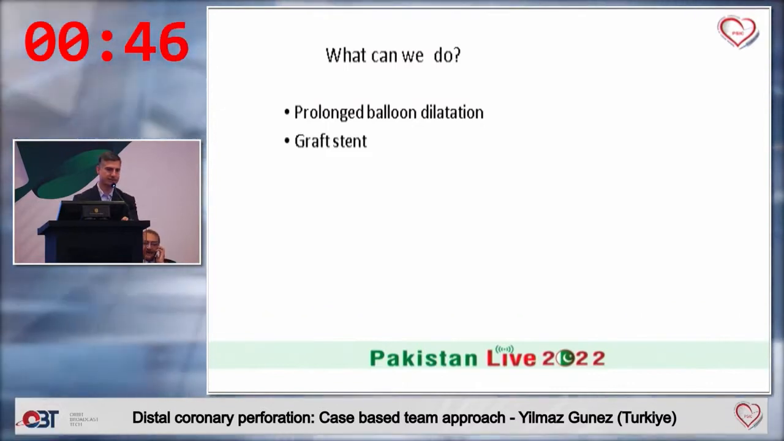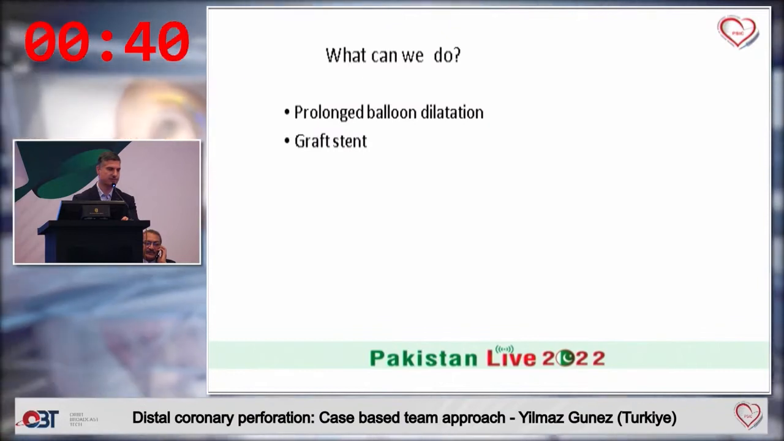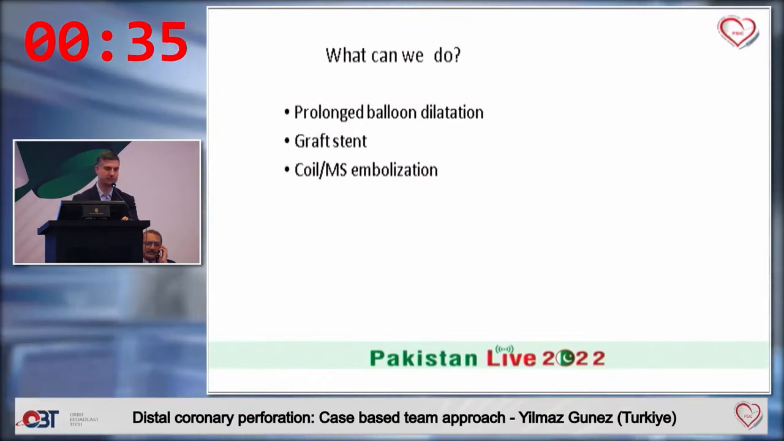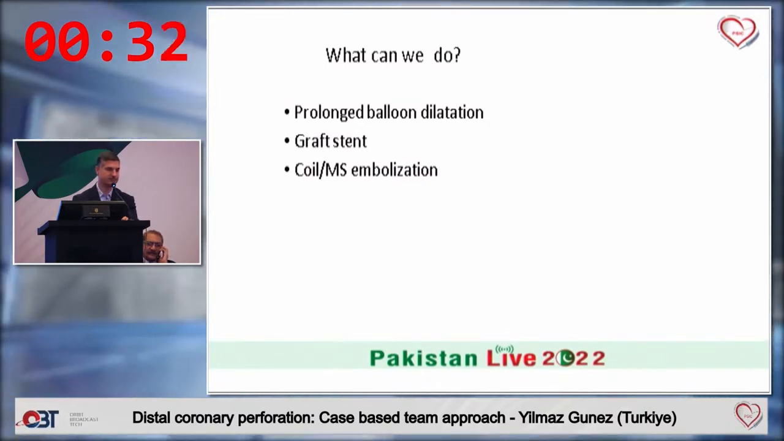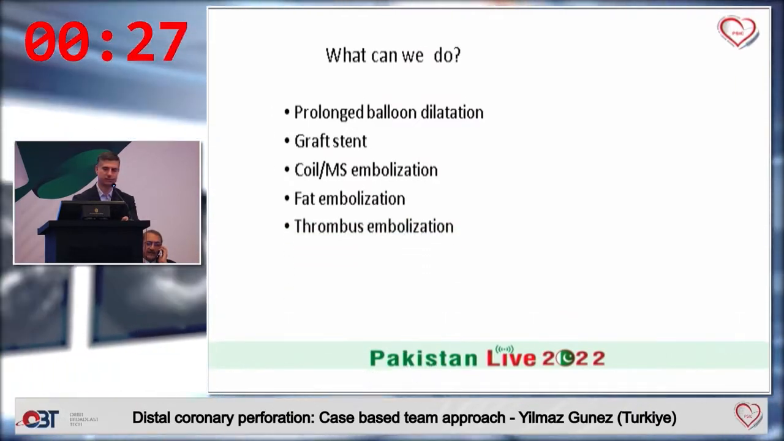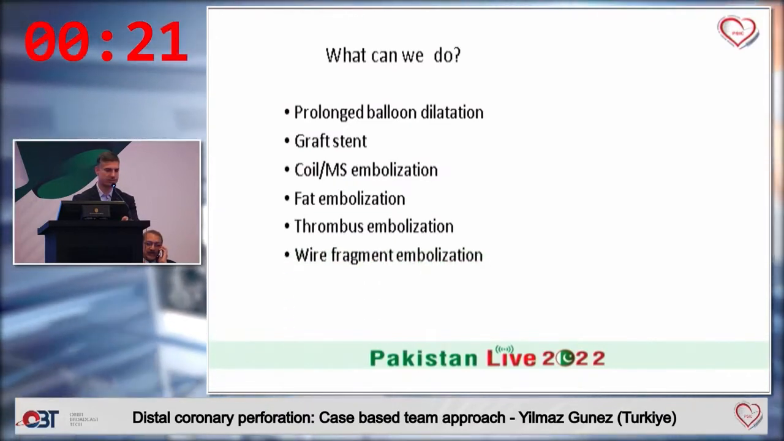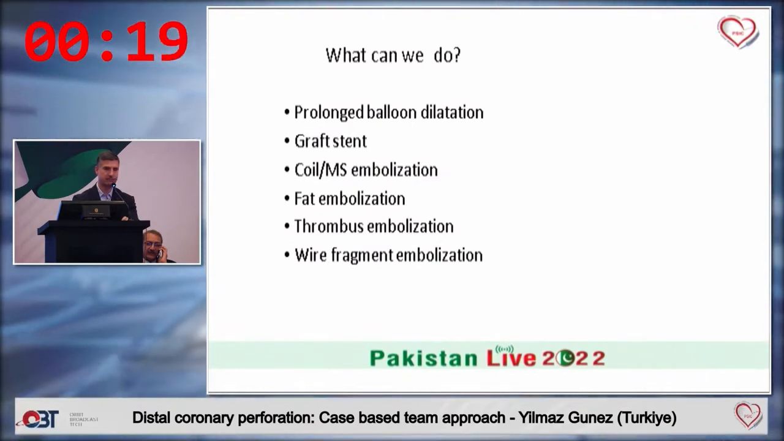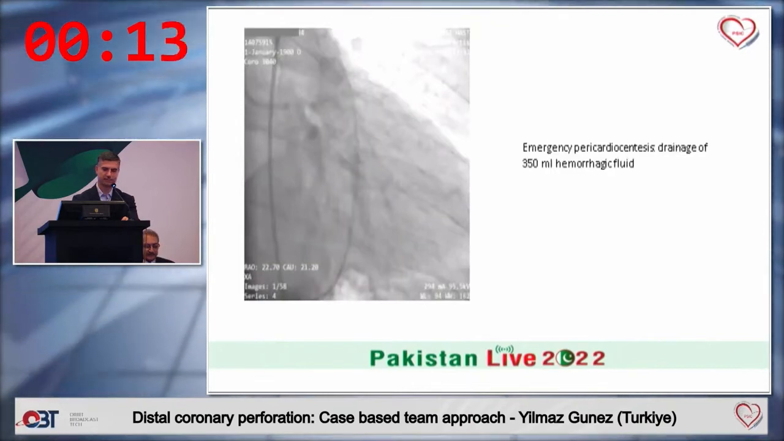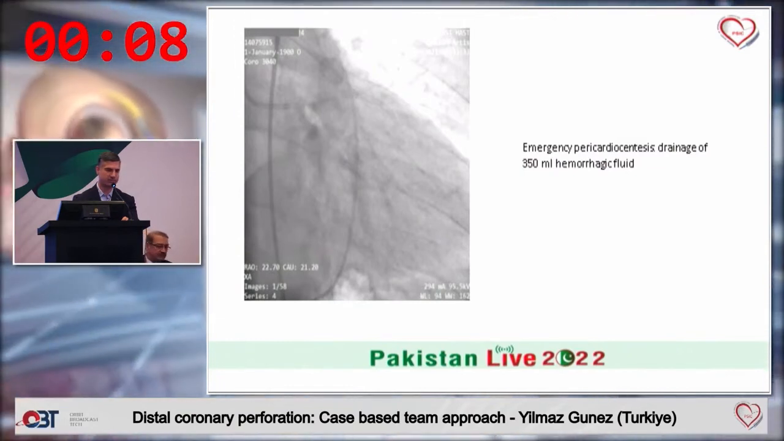We can use graft stents to the main vessel, but there are some disadvantages for that. We can use coil or microsphere, but we didn't have those materials in our lab at that time. We can use fat embolization from the groin of the patient. Some autologous blood clots may be embolized also. Wire fragments may be embolized. And we did pericardiocentesis, and after that the hemodynamics were stable.